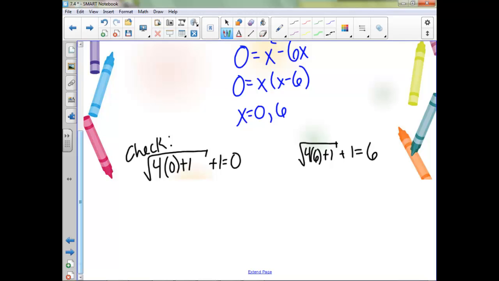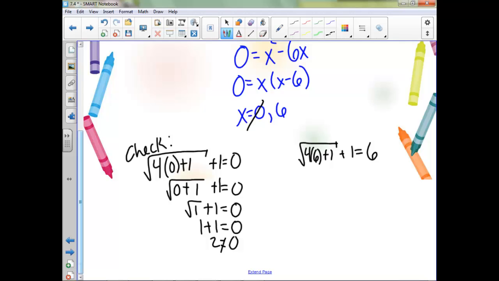So let's check this left side. 4 times 0 is 0. So we'll have 0 plus 1 in our root. 0 plus 1 is square root of 1. Square root of 1 is 1. 1 plus 1 is 2, not 0. So what this tells us is that 0 is not going to work. Let's check our 6. 4 times 6 is 24. 24 plus 1 is 25.